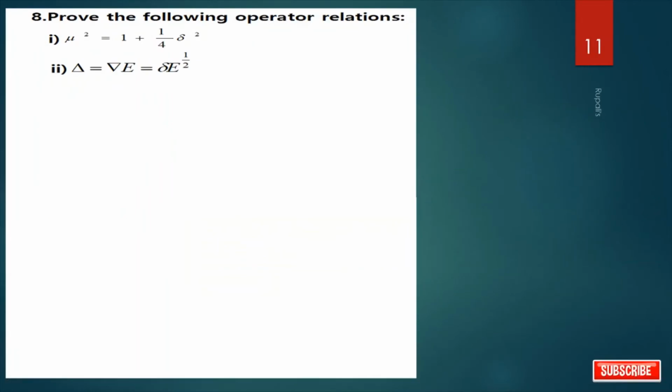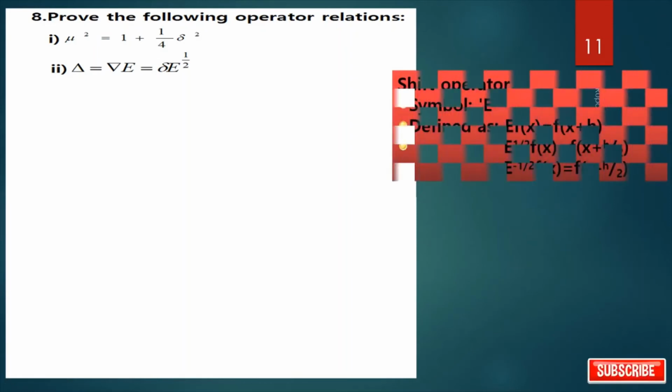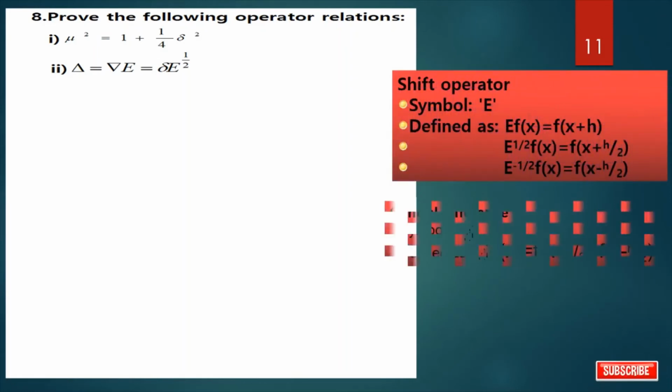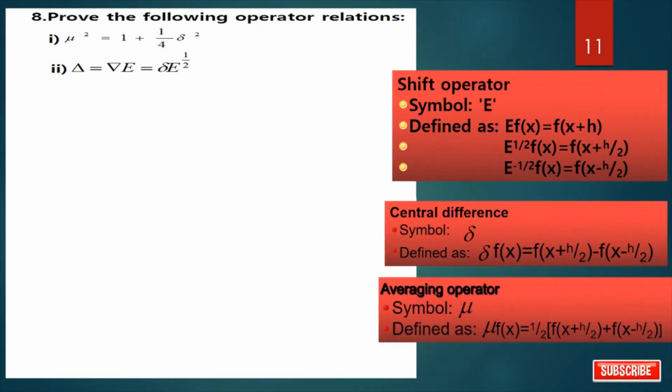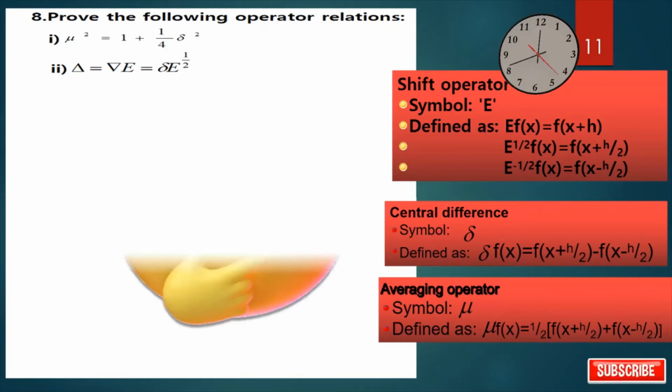Our next problem is prove the following operator relations. Nu square equals 1 plus 1 by 4 small delta square. I am giving hints. This is the shift operator, this is the central difference operator, and this is the averaging operator. I am giving 10 seconds to think.